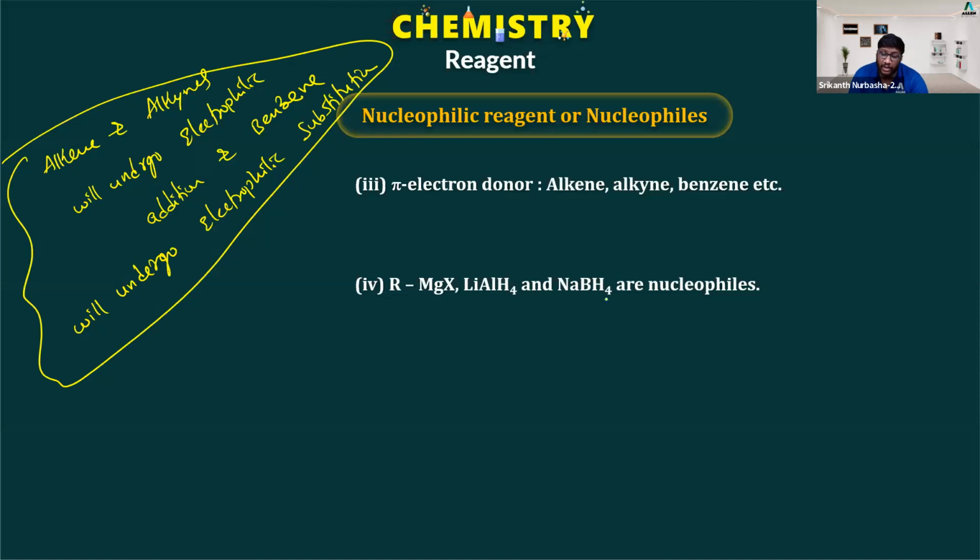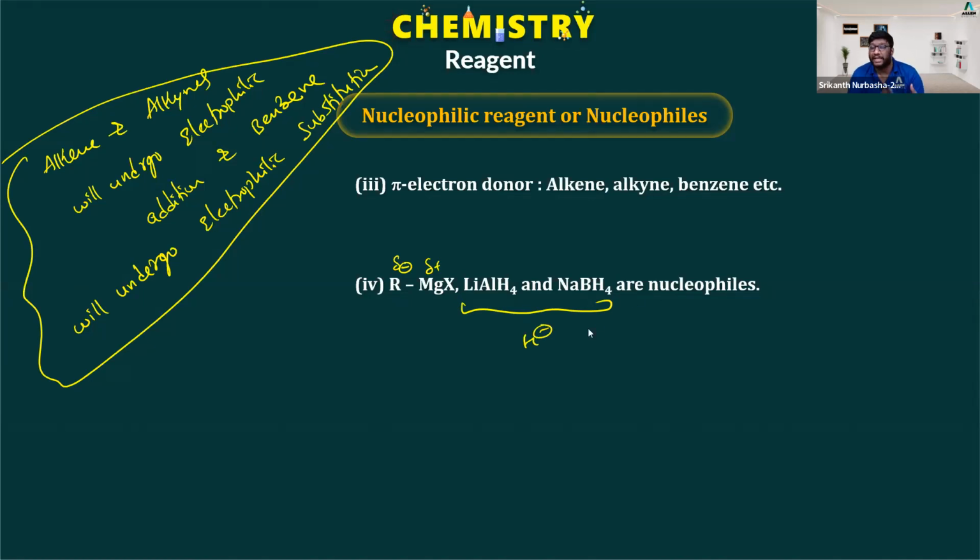RMgX, LiAlH4, NaBH4 are also acting as nucleophiles, because RMgX is an organometallic compound known as a Grignard reagent. The partial negative charge will develop on carbon and partial positive on magnesium, because carbon is more electronegative when compared to magnesium. LiAlH4 and NaBH4 produce hydride ion. That hydride ion is also acting as a nucleophile.